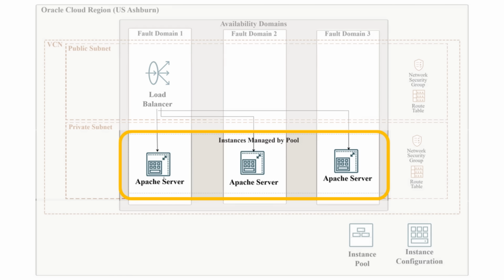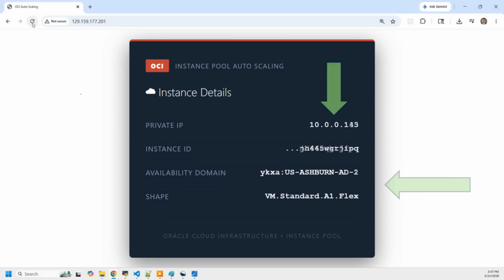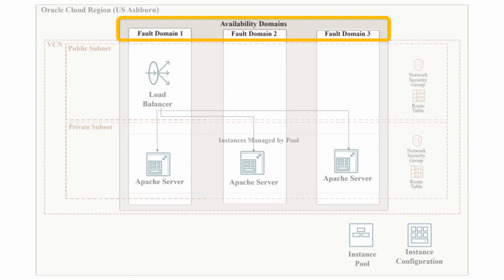The instances run Apache and serve their own metadata. Private IP, availability domain, and shape. Each instance reports its own. Instances are spread across fault and availability domains. This ensures the highest availability.